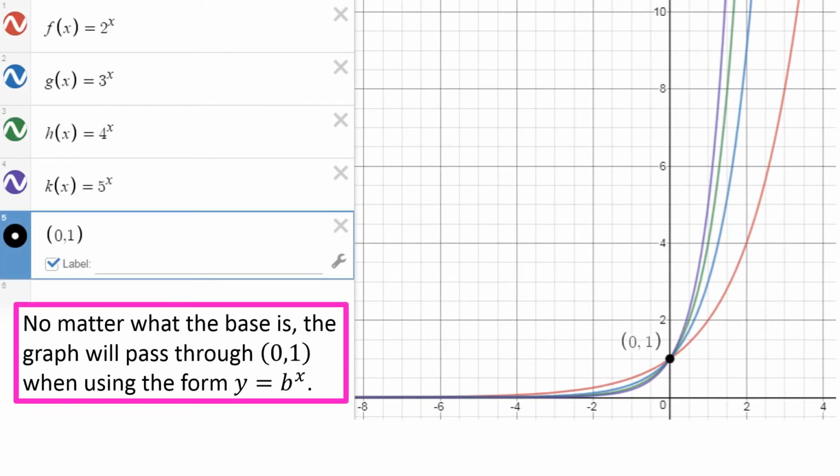So if you're in class, we kind of talked about how I could change the base, and sure enough, we're still going through that point 0, 1. Sure enough, the x-axis is still asymptote. Sure enough, we still go toward positive infinity as we go off to the right.